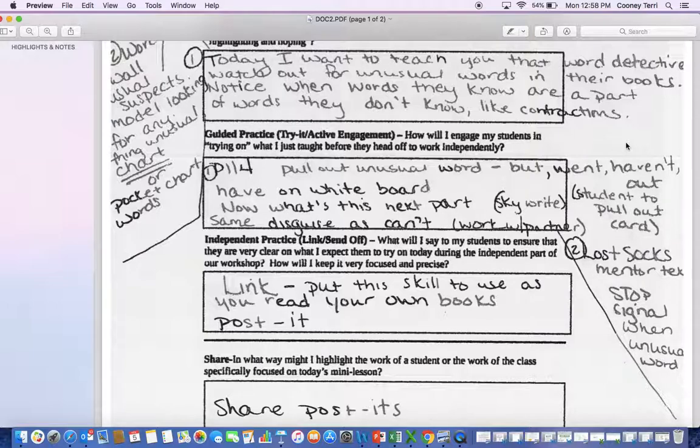So the teacher will be able to right away see through whose hands have the stop signal up and whose don't, who might perhaps need some additional practice or some additional examples with this strategy.